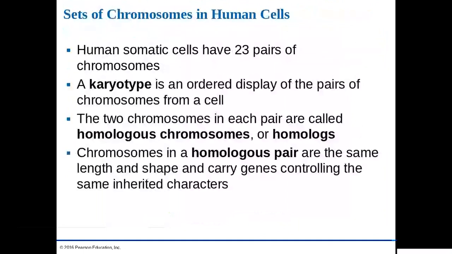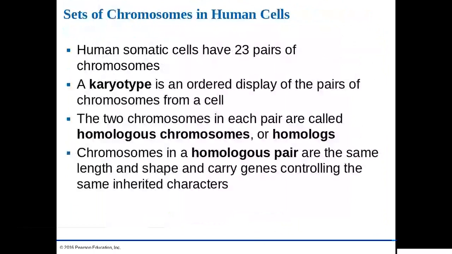Once again, we talked about human somatic cells having 46 chromosomes. This is because they have 23 pairs of chromosomes, one from mom, one from dad. 2 times 23 is 46, and that's how we get our pairs. Usually when these are displayed, they're displayed in something called a karyotype, which is kind of like an image of all your chromosomes lined up.